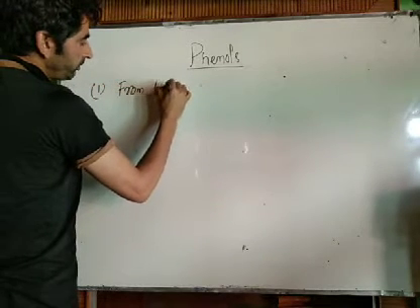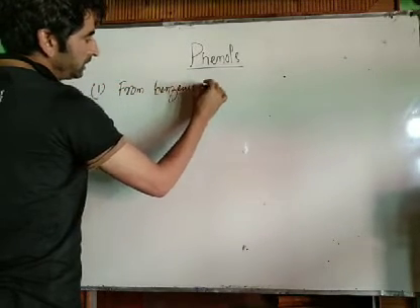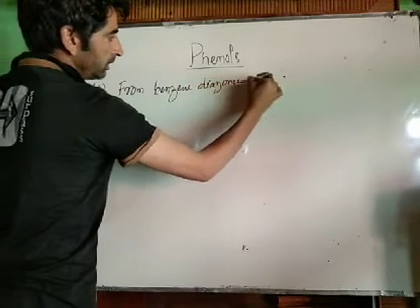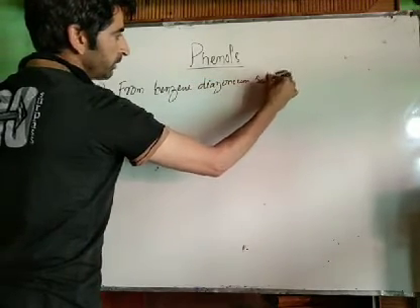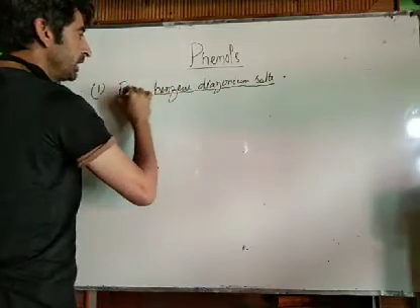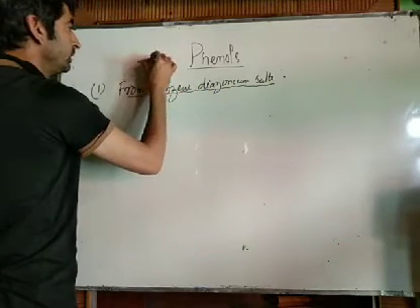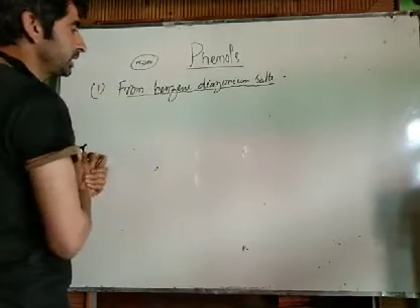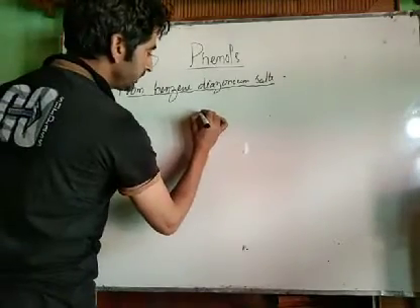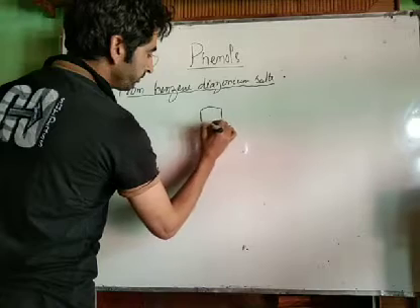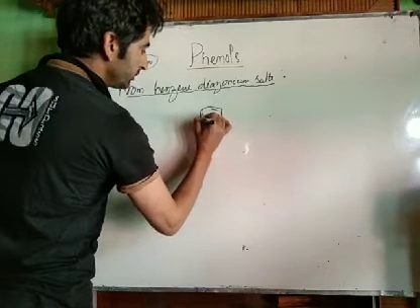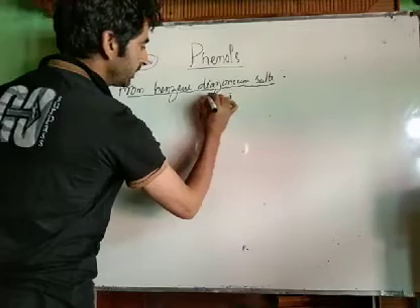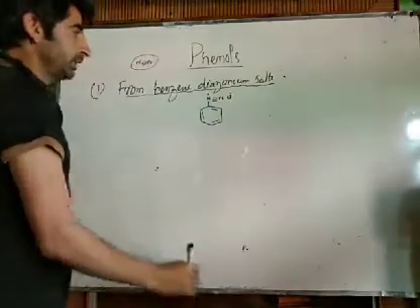Diazonium salts are those compounds which contain the diazo group. Diazo group is N triple bond N group. Benzene diazonium salt is that compound which contains this diazonium group. This is benzene diazonium salt, N triple bond N, for example with Cl negative. This is benzene diazonium chloride.